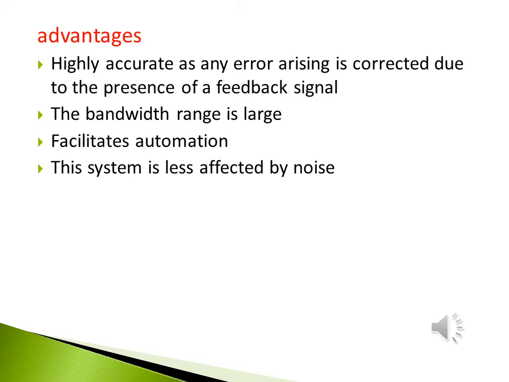Now we can see some of the advantages and disadvantages of closed loop control system. Advantages include: it is highly accurate as any error arising is corrected due to the presence of a feedback signal. Second, the bandwidth range is large. Third, it facilitates automation. And fourth, this system is less affected by noise.